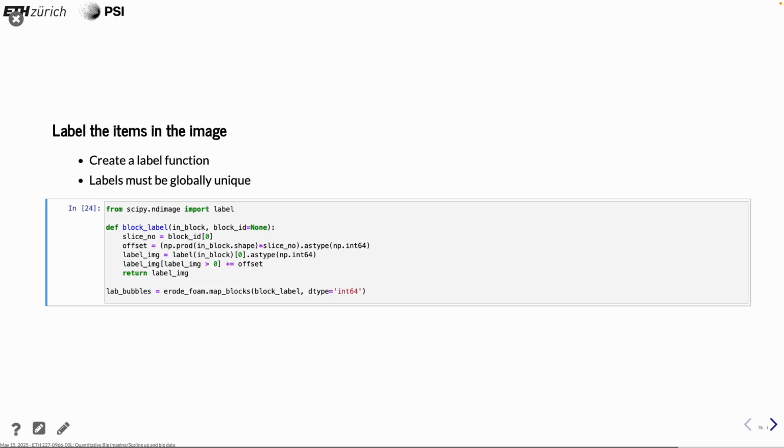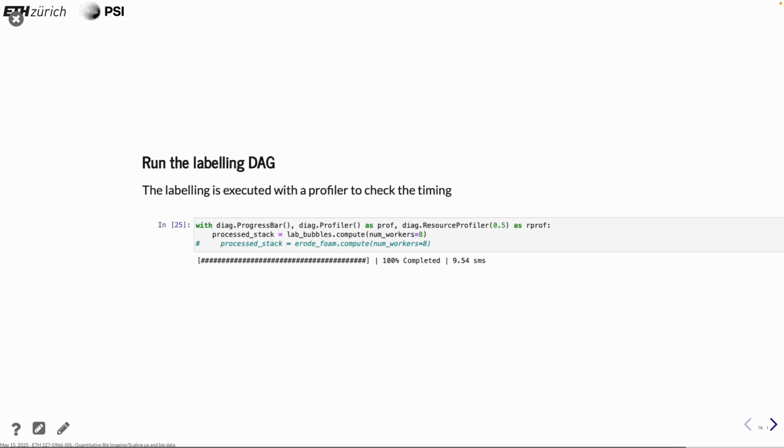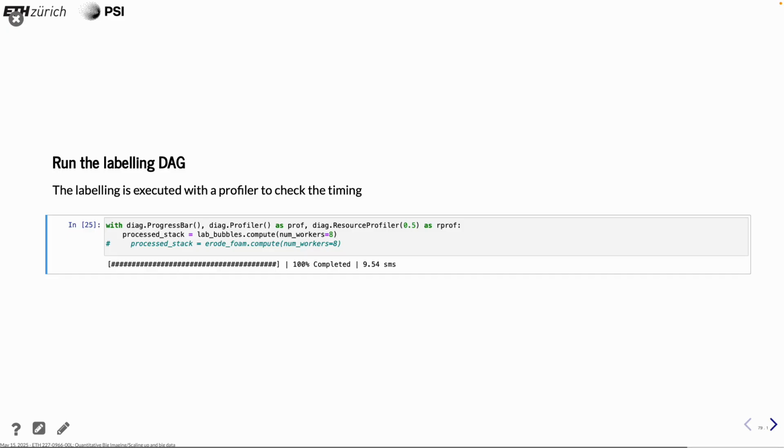So now we want even to label. Then we need to create some kind of label function. And you also want, when you do the parallel processing, the labels to be globally unique, because otherwise it doesn't make sense. So here we need to add also some information about which block it is in order to bring this global uniqueness. And again, we do the block map of blocks, and then we can do the processing.